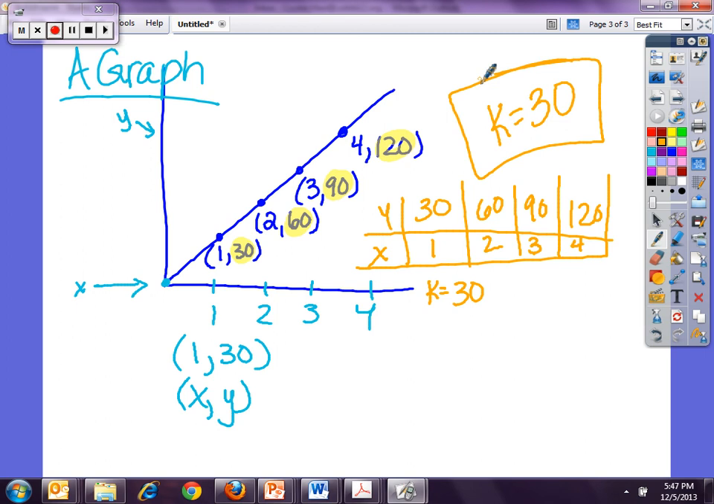So I could use that to help me determine what my next points would be. So this will help you on your quiz tomorrow. Make sure that you have all of this information.